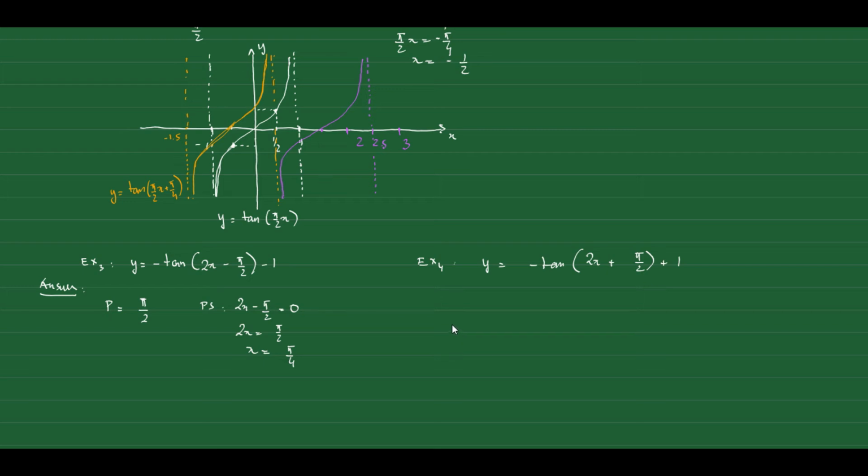So I don't have enough space. You know what? Is there a way I can move this up here? Example number 4. I'm going to go ahead and sketch over here, because I don't have enough space. So I'm going to sketch here.